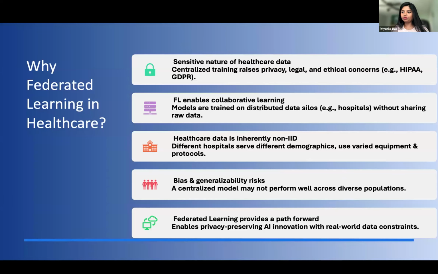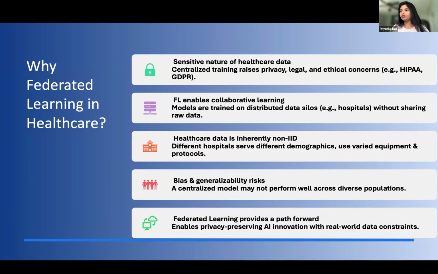So, as we all know, healthcare data is highly sensitive. Centralized training methods often require aggregating data in one location, which raises serious privacy, legal, and ethical concerns, especially under regulations like HIPAA and GDPR. So this is where federated learning, or FL, comes in. Instead of moving data, FL brings the model to the data. It enables collaborative learning across hospitals or institutions without sharing raw patient data.